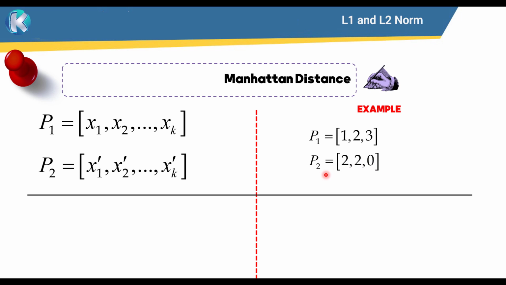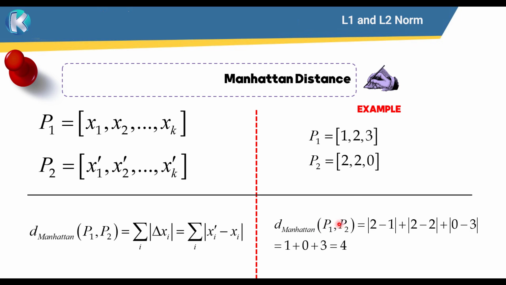In order to calculate the Manhattan distance between point 1 and point 2, here's the formula. You can see that it is the summation of the absolute value of delta xi. By delta xi, I mean the x coordinate of point 2 minus the x coordinate of point P1. For example, in this example, it is equal to the absolute value of 2 minus 1, plus the absolute value of 2 minus 2, plus the absolute value of 0 minus 3, which you can see is equal to 4.